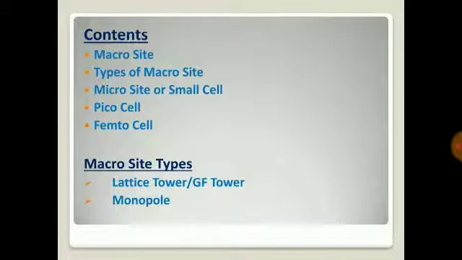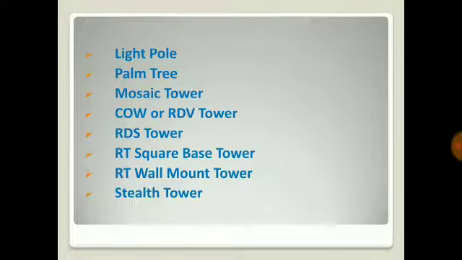These can be positioned on the ground, on a rooftop, or on existing structures higher than the buildings or terrain, with a clear view of the surroundings so that the signal is not obstructed. Macrosite types: lattice tower or greenfield tower, monopole, light pole, palm tree, mosaic tower, cell on wheel, RDV tower, RDS tower, rooftop square base tower, rooftop wall mount tower, and finally stealth tower.